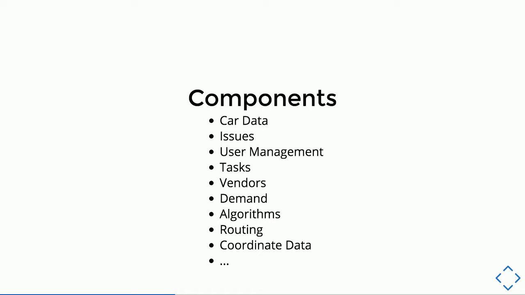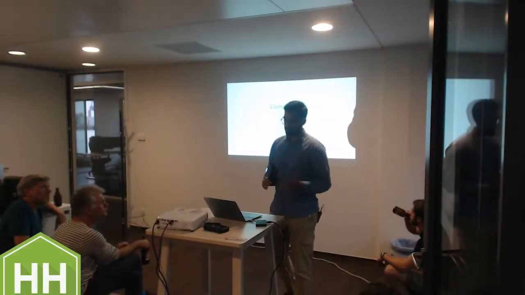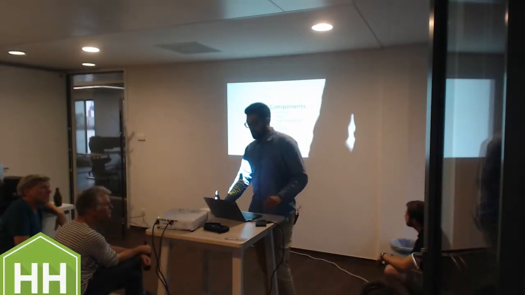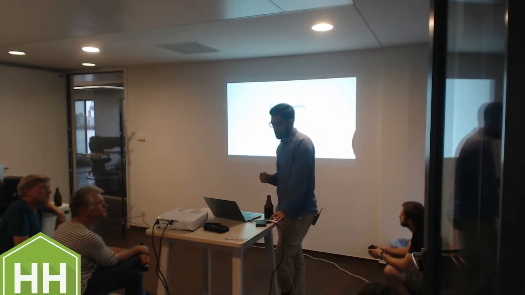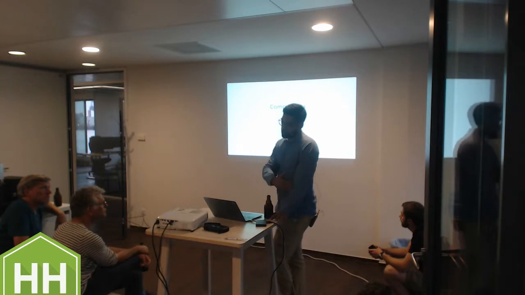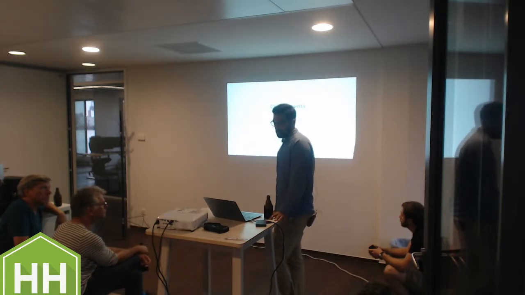Also, there are some tasks that are not in the issues, and this is related to demand and algorithm. So for example, the car is, I don't know Hamburg that well, so let's say it's in an outer skirt somewhere, all the way away from the city center. And we need it in the city center because there are a lot of people that want to use that car. It would create a task, bring that car from the outside to the inner city, but it's not an issue with the car itself.